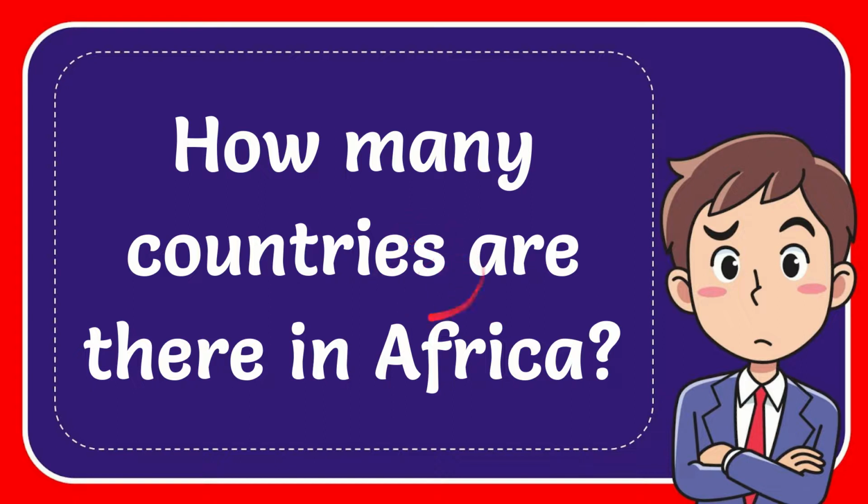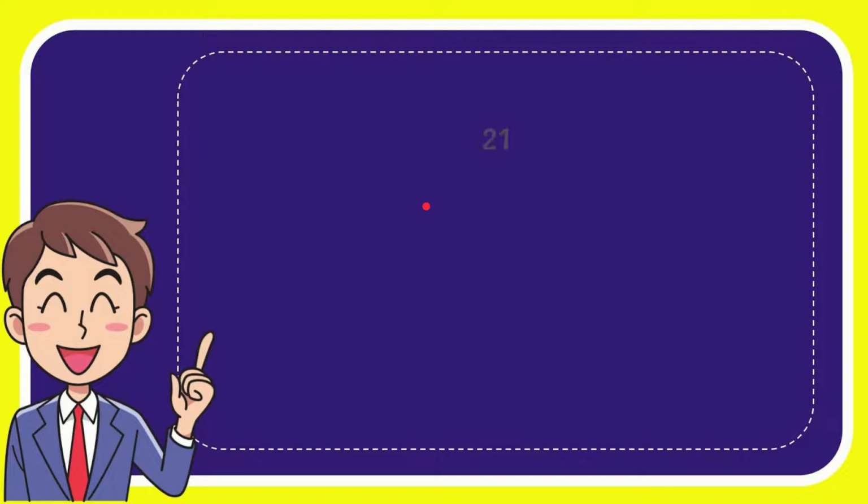In this video, I'm going to give you the answer to this question, and the question is, how many countries are there in Africa? Well, now I give you a list of the options, and here is a list of the options. 21, 38, 54, and the last option is 102, and the correct answer for the question is 54. That's the answer for the question.